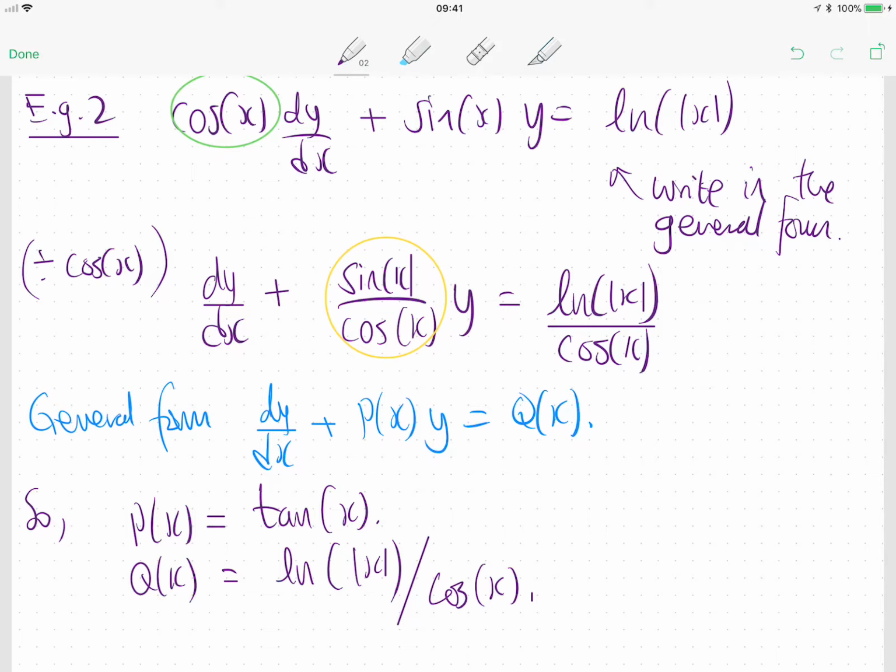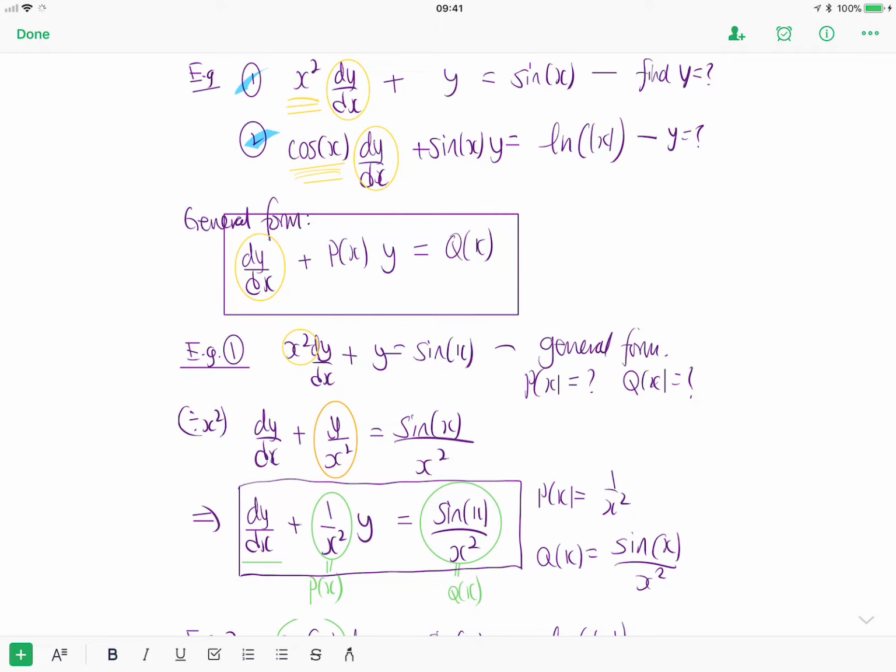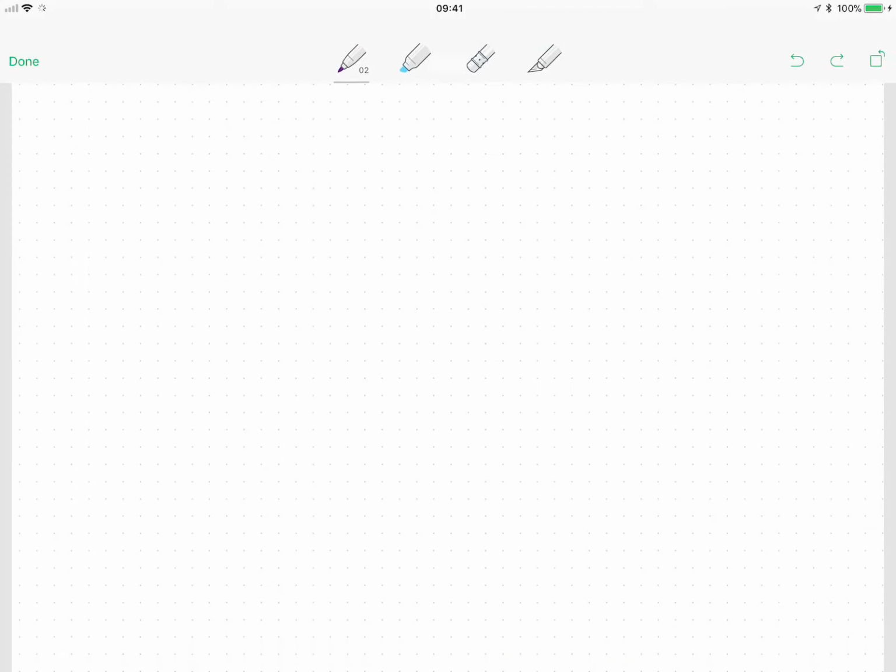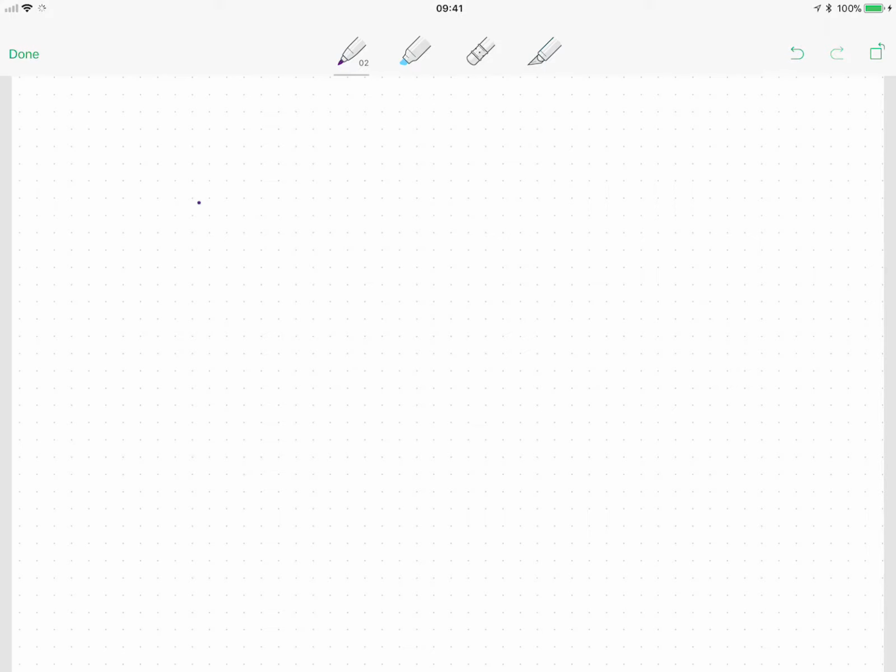So let's move to part 2. Part 2 is all about solving these differential equations when they're written in the general form. Okay, so part 2.